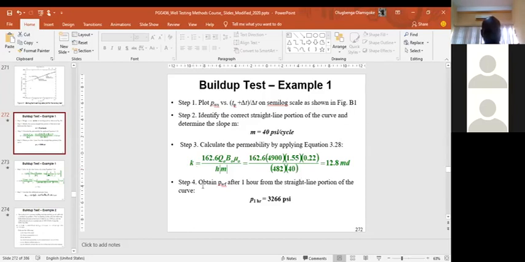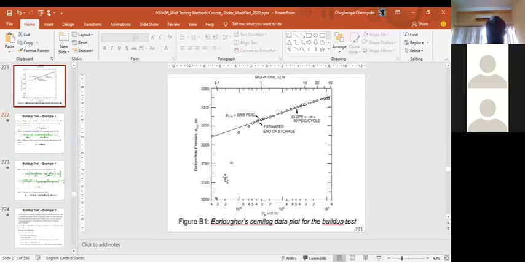Now, we are also required to get P at 1 hour. Note, P 1 hour is delta T equal to 1 hour. But you need to find the equivalent Horner's time. So for the Horner's plot, delta T is 1, so it's going to be tp plus 1 over 1. So it's actually tp plus 1.